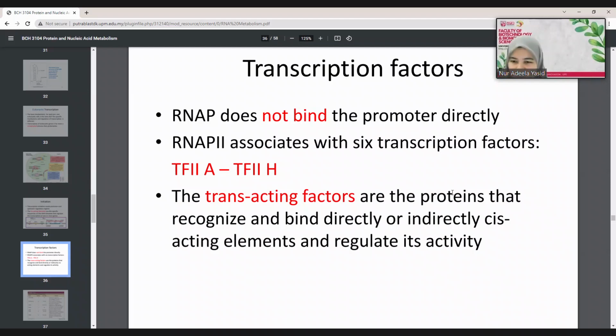All right, so go back and check what is meant by cis and trans in terms of the configuration, in terms of the conformation of this structure. Trans-acting factors are the proteins that recognize and bind directly or indirectly to the cis-acting elements. If you have trans, it helps cis-acting elements and regulates its activity. So when you come across these terms, make sure you understand what is meant by cis and trans.